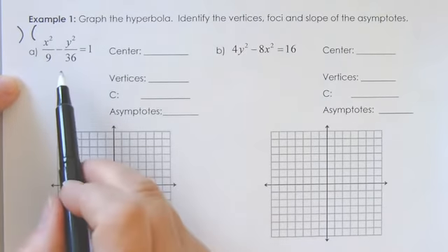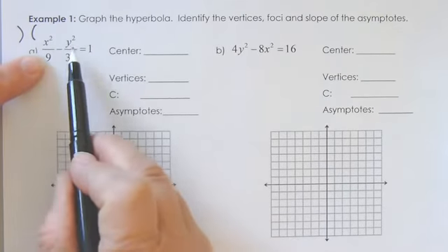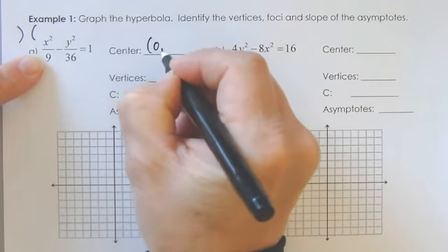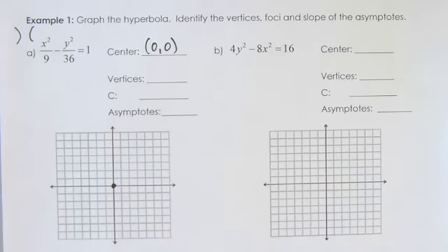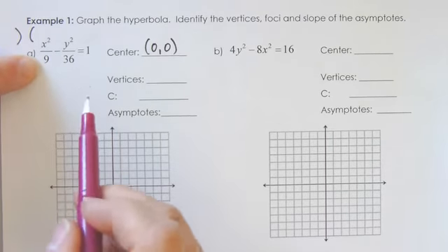All right, the center. The center is whatever is added to x and y. There's nothing added to x and y, so the center is at 0, 0. So I'm going to graph that. The vertices. We are going to find these by using the numbers that are under the x and the y. Since x is first, that's how I'm going to find my vertices.